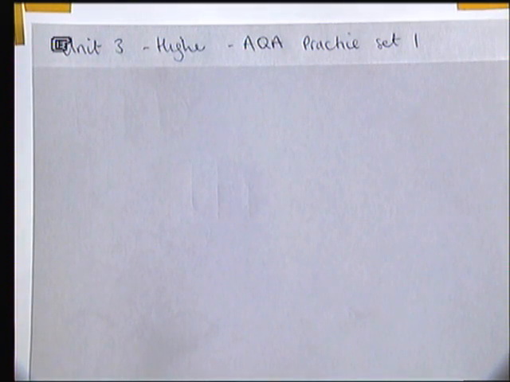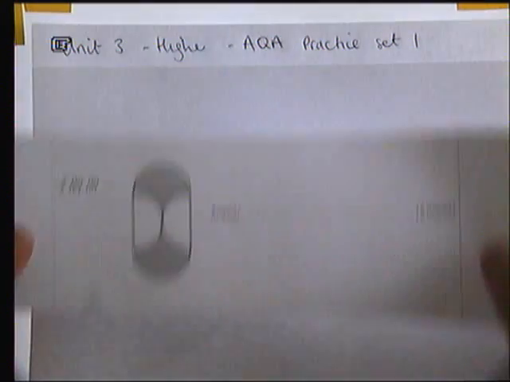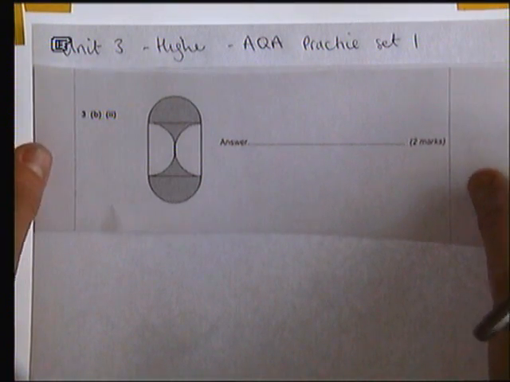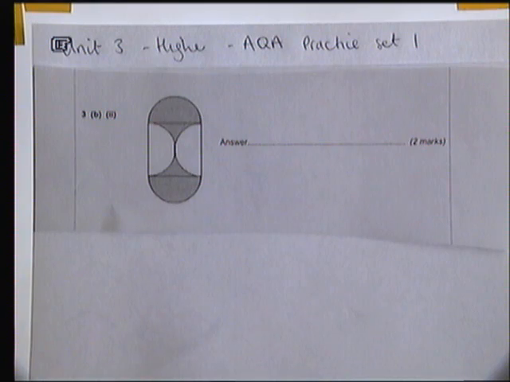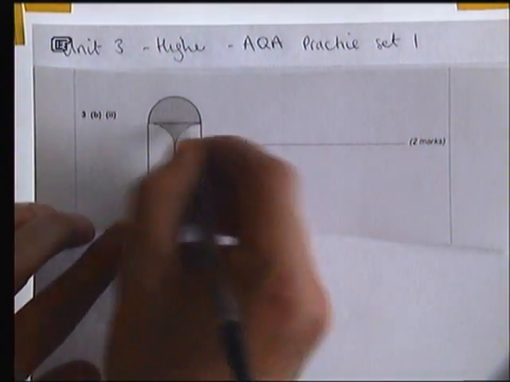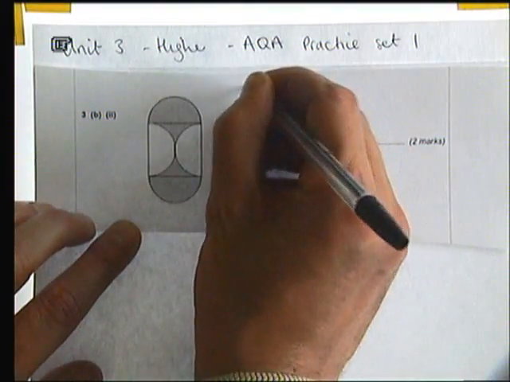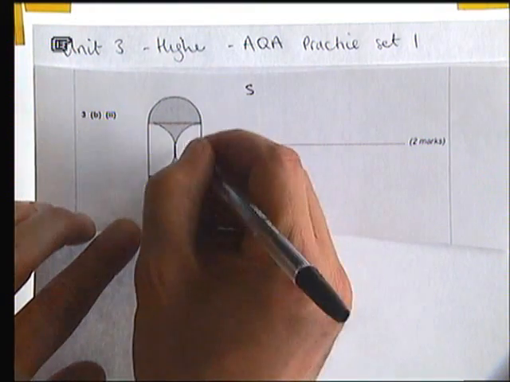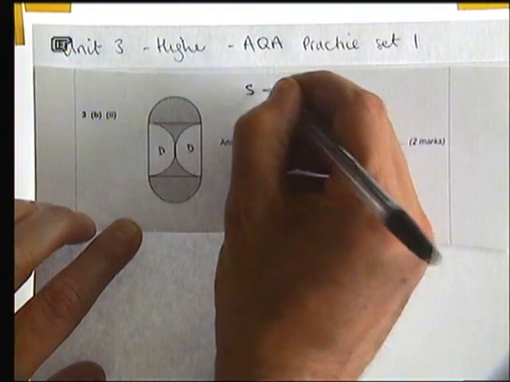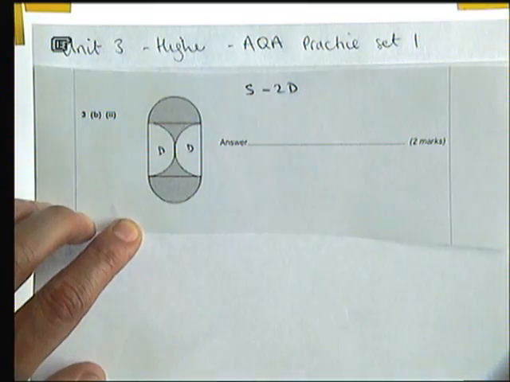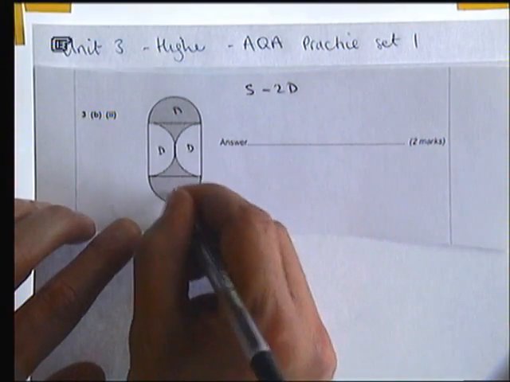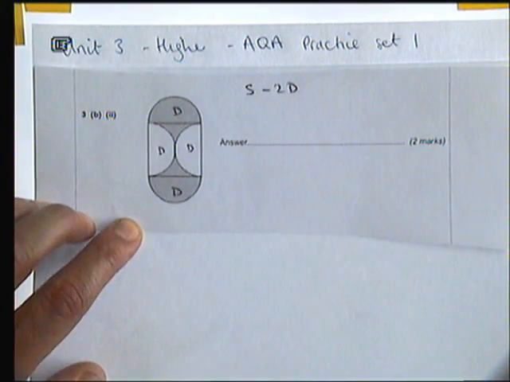For the third part of the question, that's B part 2, similar thing, different diagram. This time we've got a central square with 2 D's cut out and 2 D's added onto the ends.